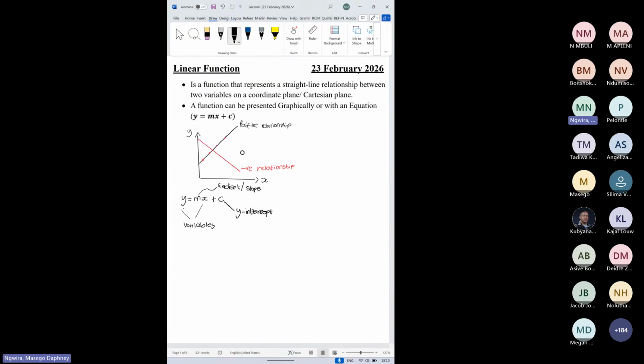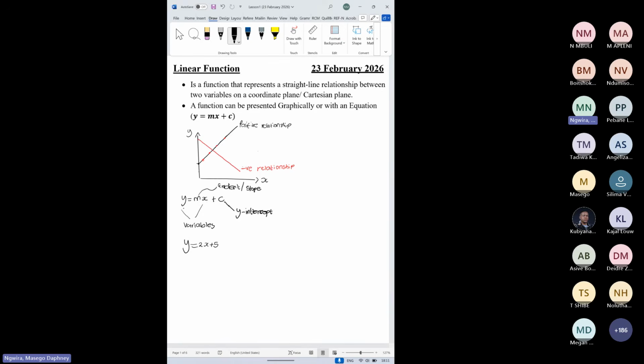Your y-intercept is a point where your graph or your straight line will touch the y-axis, so it intercepts. So this point is what we call the y-intercept, which is your c. So if you are given a function, let's say my function is y is equal to 2x plus 5, then my graph is going to start here at 5, where y is equal to 5. So that's what we call a y-intercept.